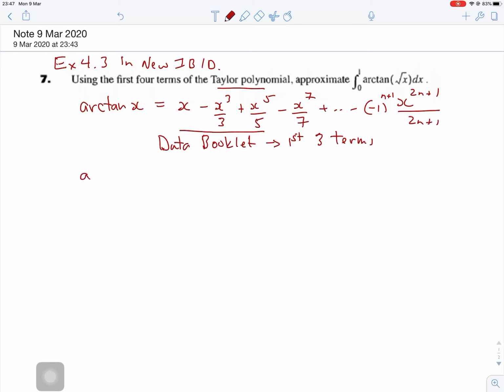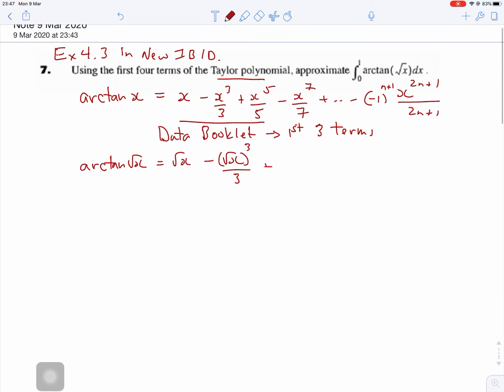Well, we can use this to determine the arctan of the square root of x by simply making a composite function. So this is the square root of x minus square root of x cubed over 3 plus the square root of x to the 5th over 5 minus the square root of x to the power of 7 over 7. And those are the first 4 terms of the arctan of the square root of x. So we simply just substitute the square root of x in where we see the x.